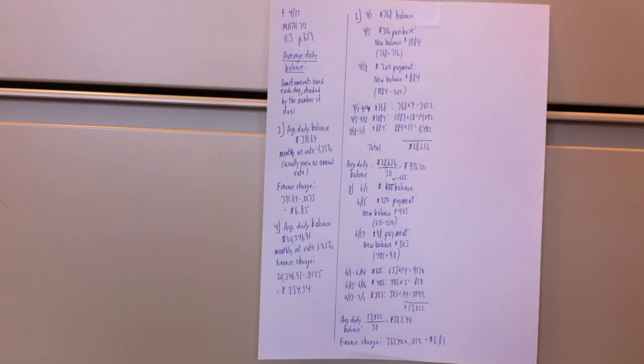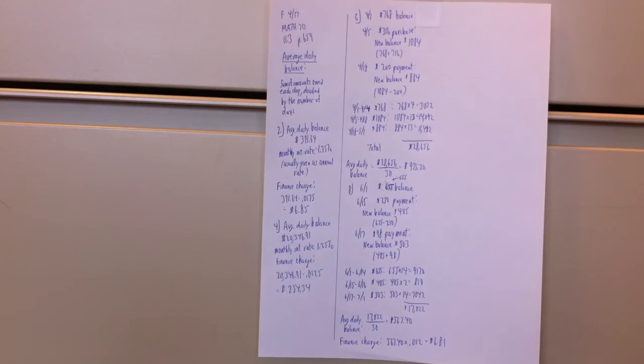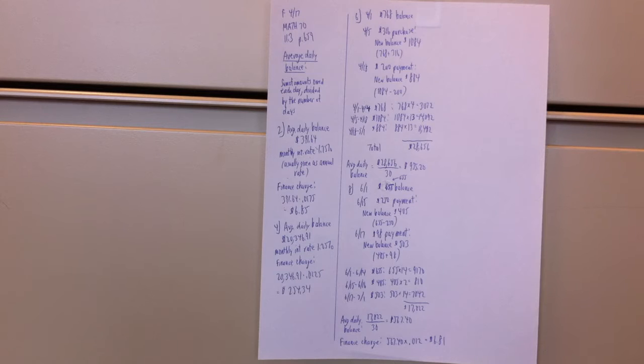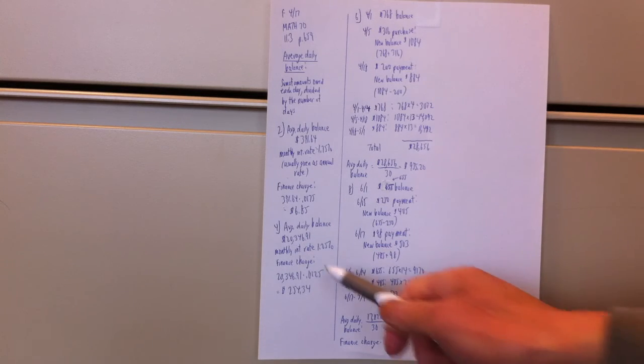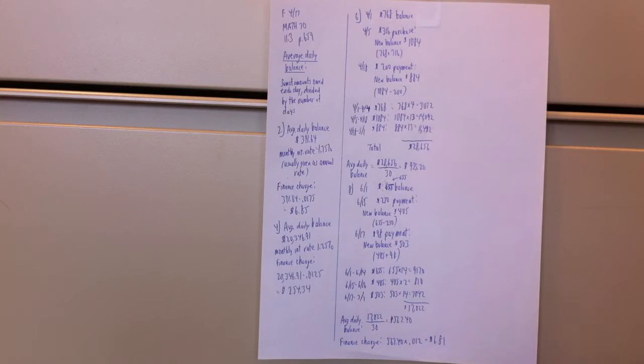Remember, for these problems, we're dealing with money, so money is always rounded to the nearest penny. One more simple example like that. For number 4, the average daily balance is $20,346.91. I hope that's not for any of you. That's a lot to owe, and you're really racking up quite a bit of charges if you have something that high. And the monthly interest rate is 1.25%.